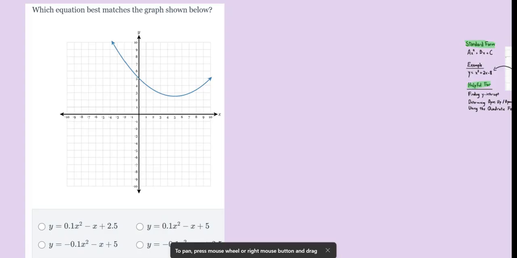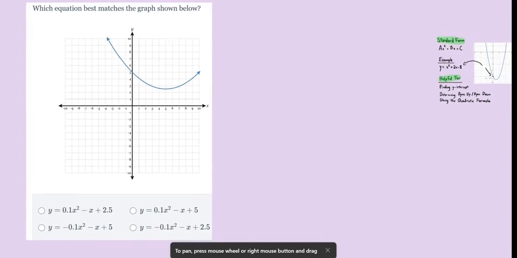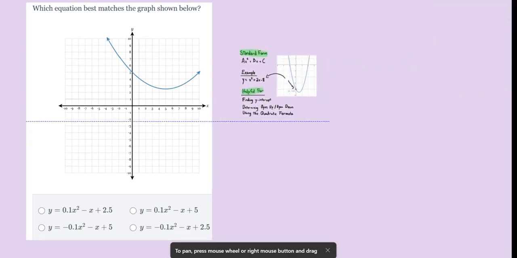So let's look at this first one here. We've got, which equation best matches the graph shown below. Well, if you look down, you can see that this is all in standard form, those four options that they give you. And what do we see here? We see a y-intercept right here. Right? So that tells me that in standard form, the c value is going to be 5. So I'm looking for a plus 5 c value.